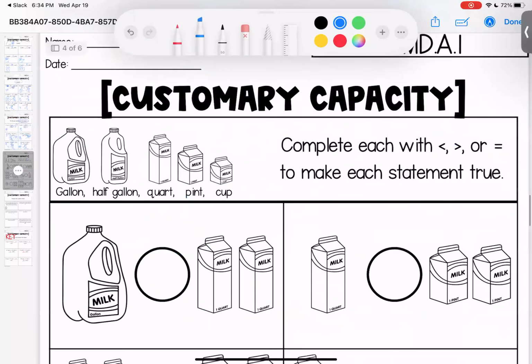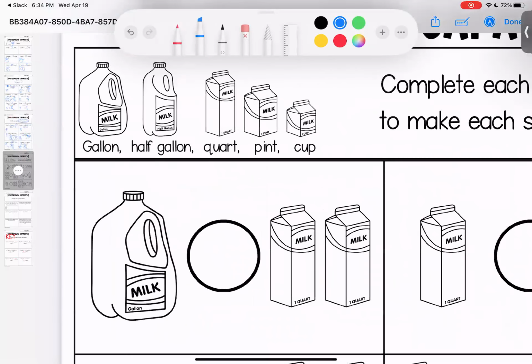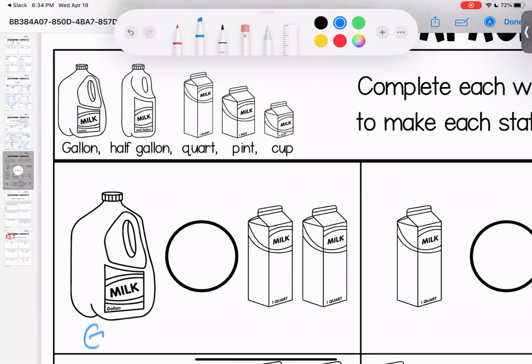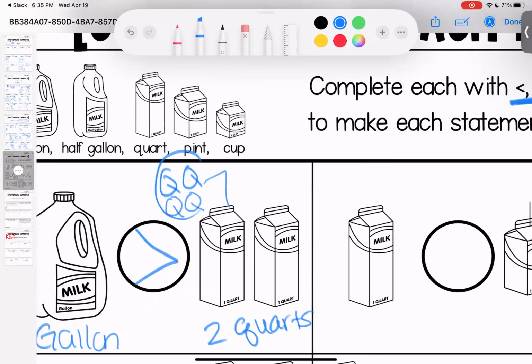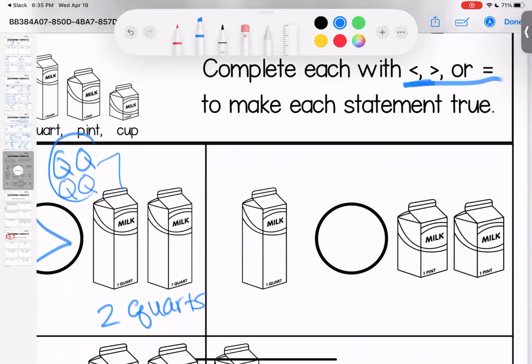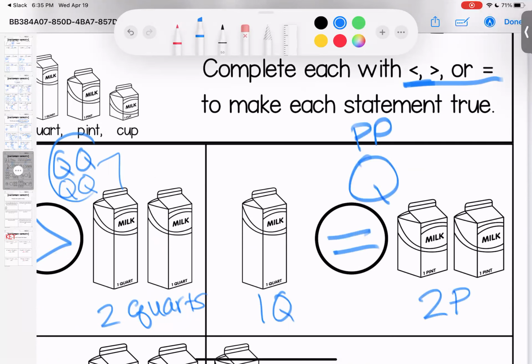All right, here we are comparing with a greater than, less than, or equal to sign. Up here, it shows you what these are. So I have a gallon. And then I have 2 quarts. And if I do my kingdom of gallon, there are 4 quarts in a gallon. So that tells me that the gallon is bigger. Over here, 1 quart and 2 pints. 1 quart, 2 pints. They are equal.